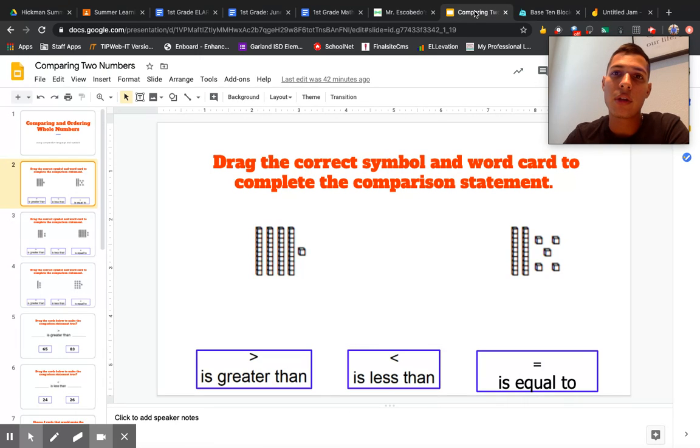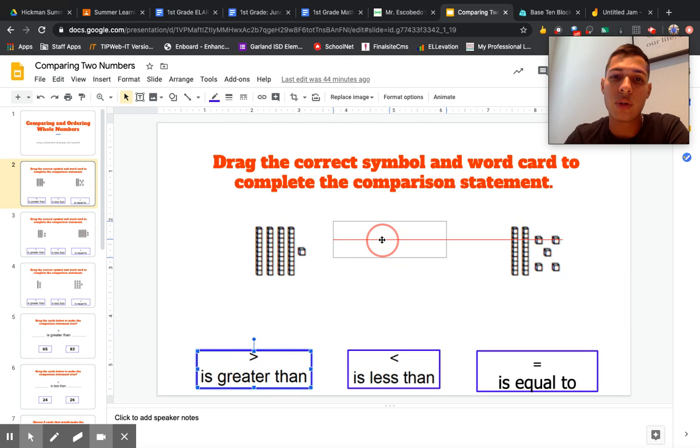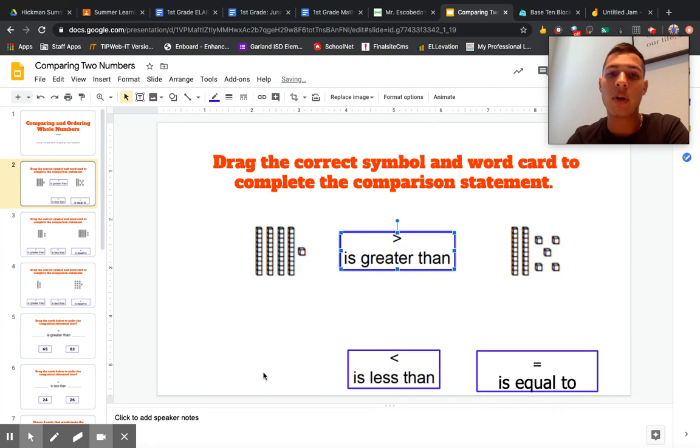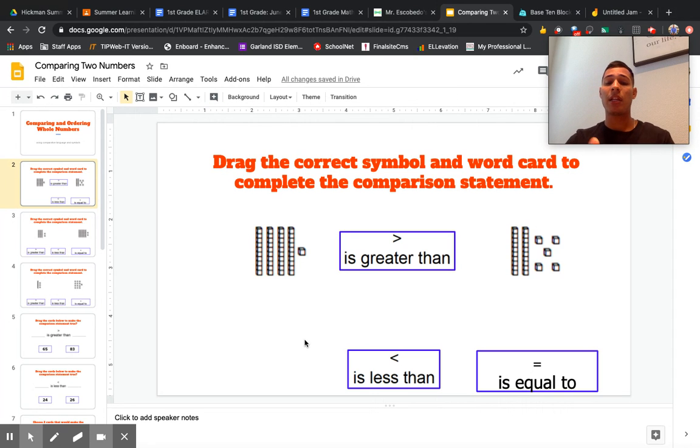So now that we know that, we can come over here. And here, I like these, actually, because it has the sign and the words, right? So we said 41 is greater than 25. So all I would do is drag this and put it right in the middle. And now I'm going to give you guys a second to go ahead and read that comparison statement out loud. It should sound a little bit like this. 41 is greater than 25. Perfect. Let's go ahead and take a look at another example.